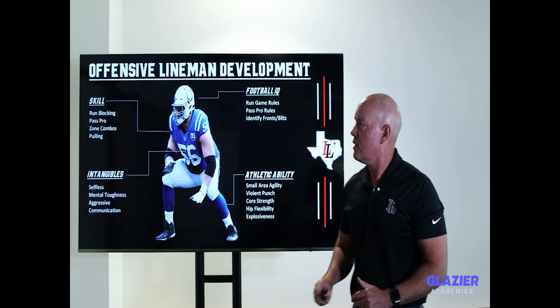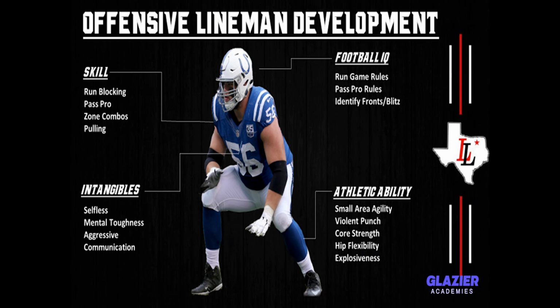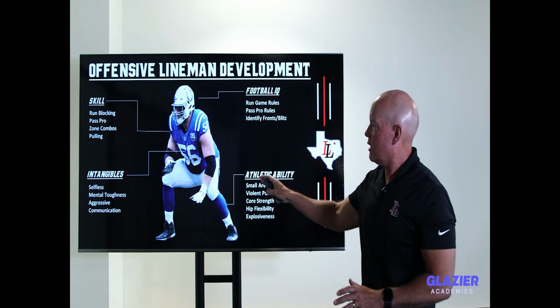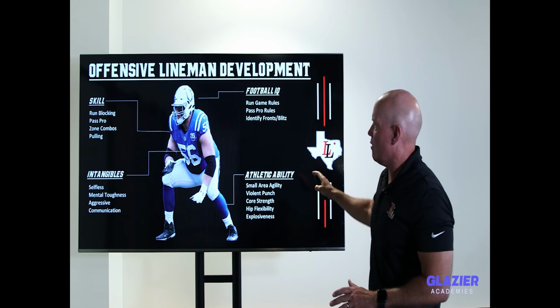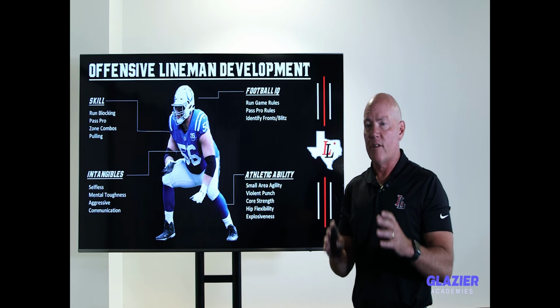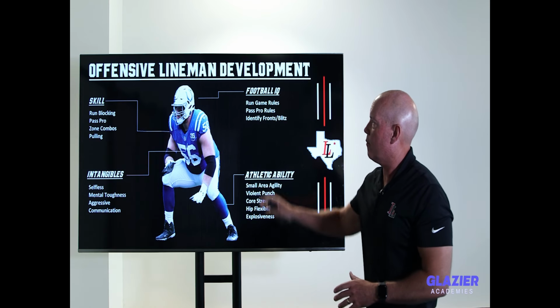Now think in terms of this. This is the goal. This is our end in mind. We're starting with it's all happened. We've made the perfect offensive lineman. So what would that be? We broke it down into skill, intangibles, IQ, and athletic ability. So we said, what must we have to have a championship program?